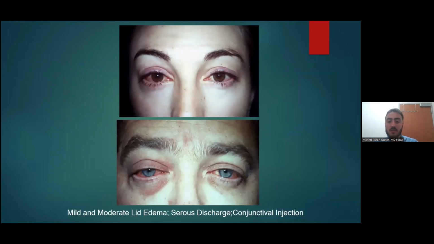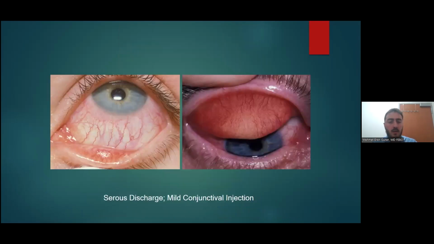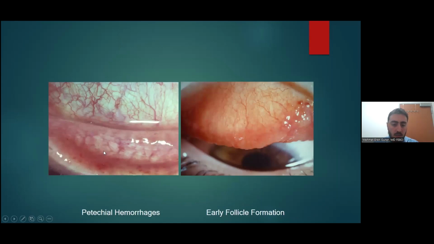All right, we start with some mild patients. Again, bilateral, both eyes, both patients, mild to moderate lid edema, some discharge, some discomfort, some injection in the eyes. And now we still have on your left side a severe discharge, more severe injection, and some eyelid injection as well. Let's move forward here. You can see the hemorrhages. They're closer to the lid margin. Do you see the small round things? And you can see the follicles here, early follicle formation.